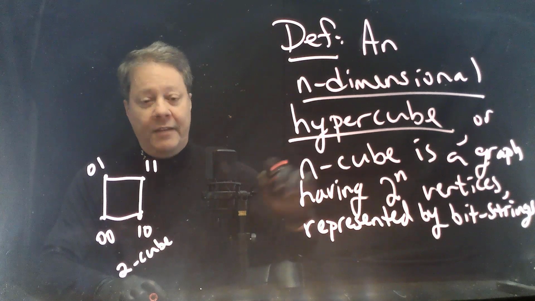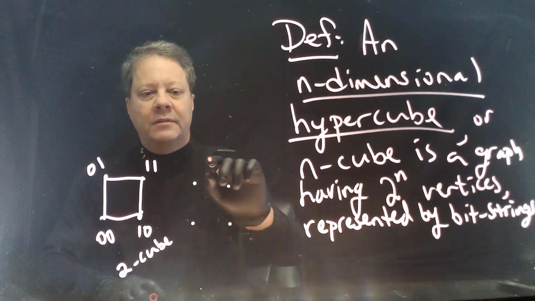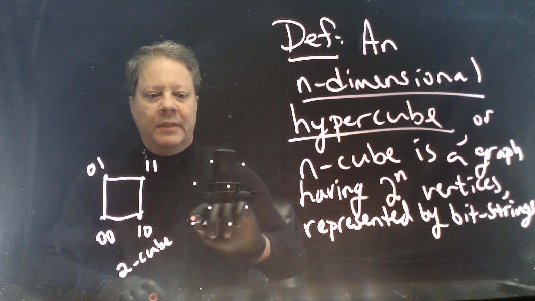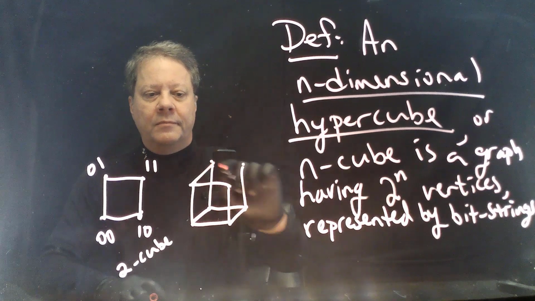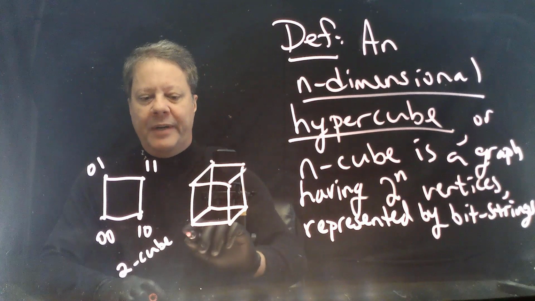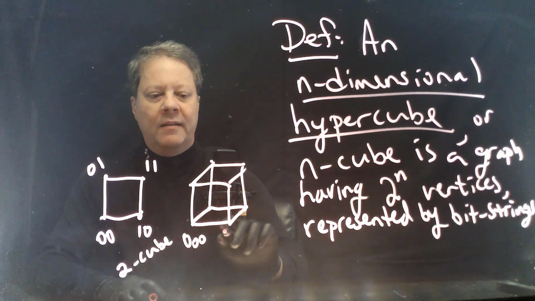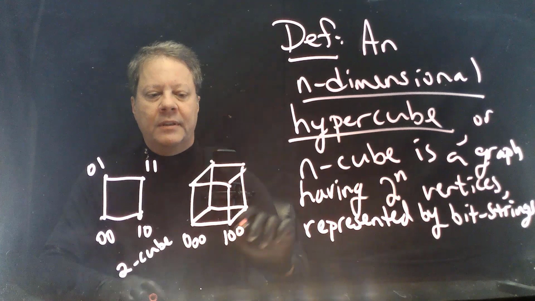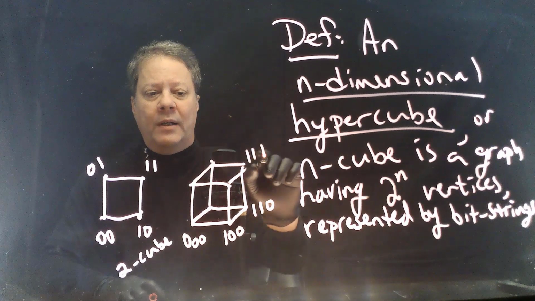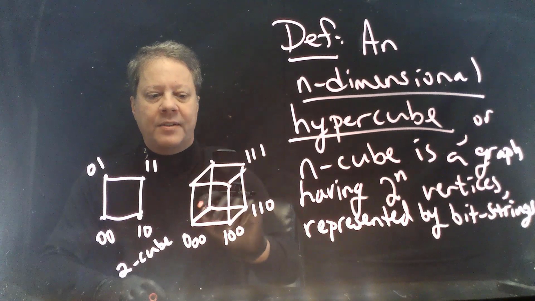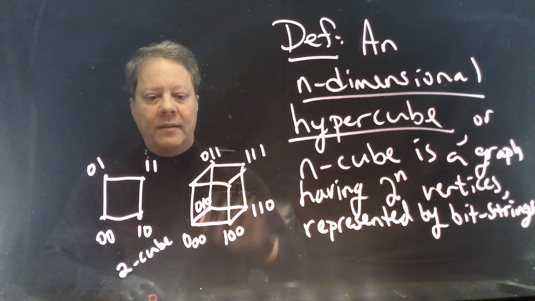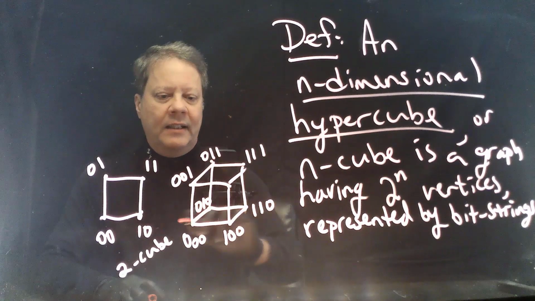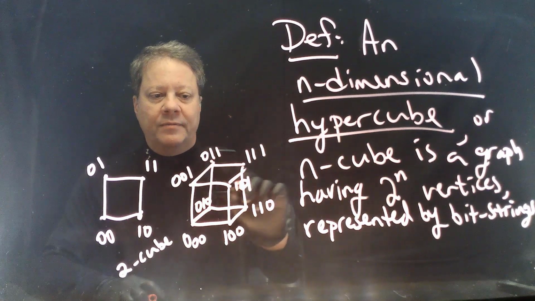In 3 dimensions, a cube might have vertices like this. And here we would have 0, 0, 0. This would be 1, 0, 0. This will be 1, 1, 0. This will be 1, 1, 1. Back here it'll be 0, 1, 0. And now up top, 0, 1, 1, 0, 0, 1, and 1, 0, 1 right here.